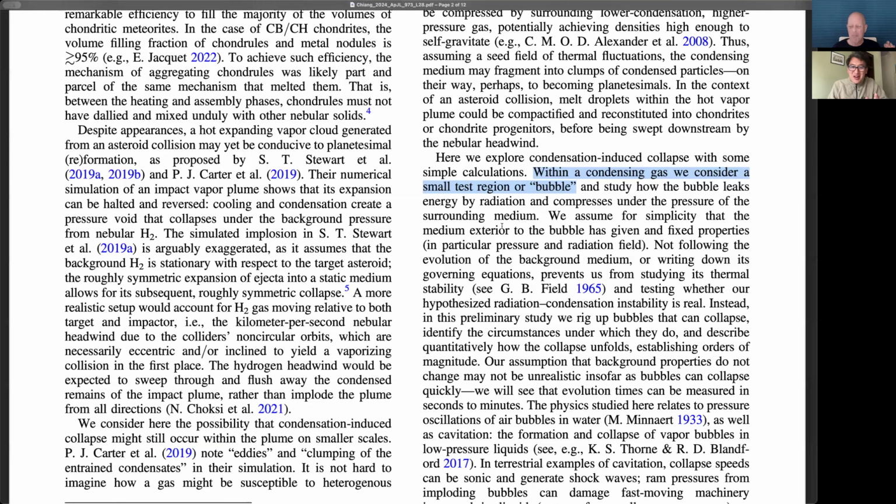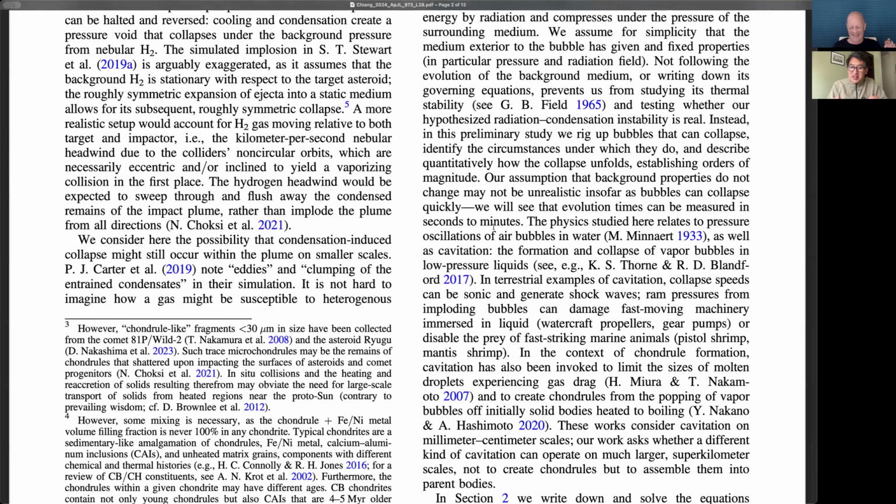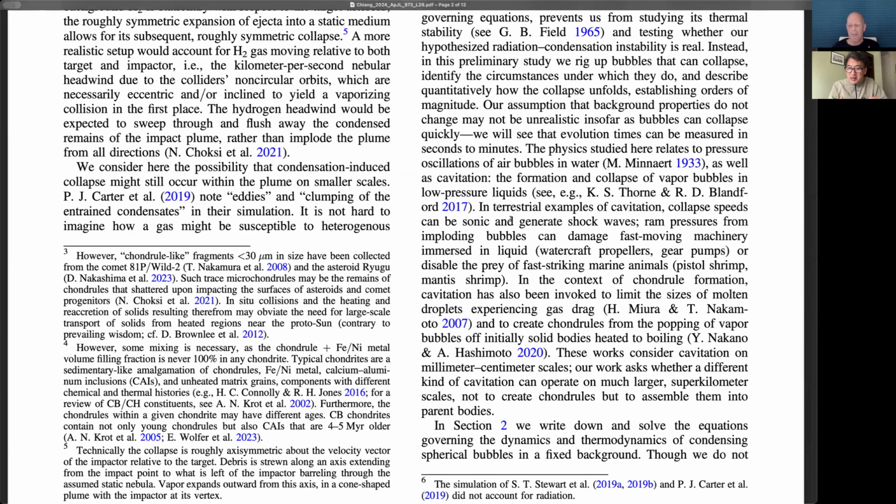Sorry, I pulled it from our contemporary politics. So in this preliminary study, we rig up bubbles that can collapse. You're putting them right on the edge, and then let it go. I'm making all kinds of optimistic assumptions, that the bubble can continue to cool to its surroundings, that its temperature is less than the background radiation temperature, radiating. Not going to worry about what the background is doing. I'm just worried about how this pocket, I'm going to arrange conditions for it to collapse, and then I'm just going to see how it collapses.